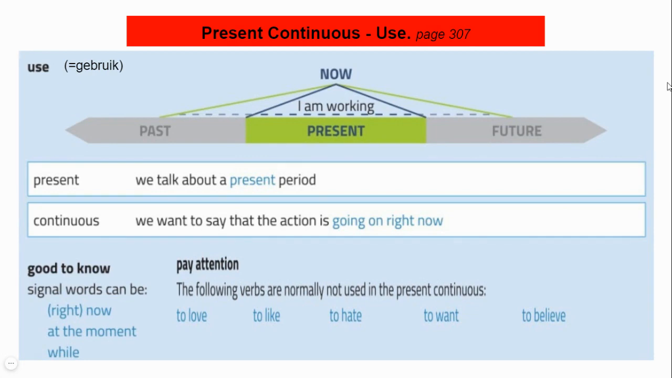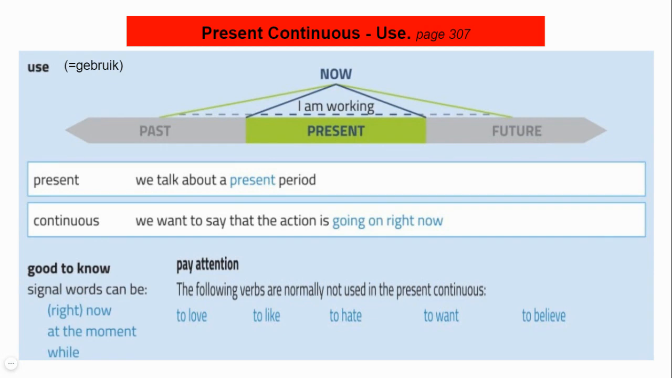What do the words present continuous actually mean? The word present means we talk about a present period. We praten over een periode in het heden, een tegenwoordige tijd. The word continuous means we want to say that the action is going on right now. De actie gebeurt nu, is nu op dit moment bezig.